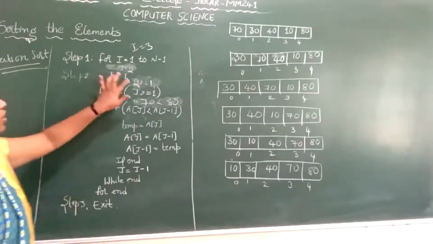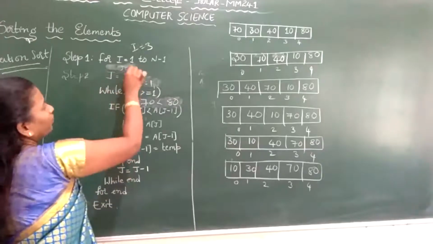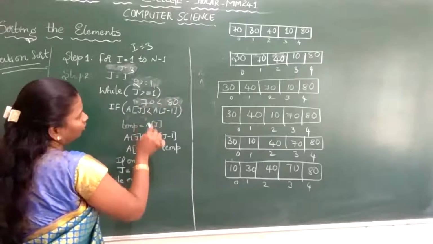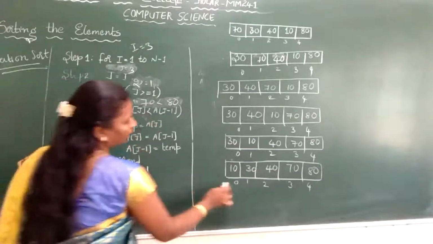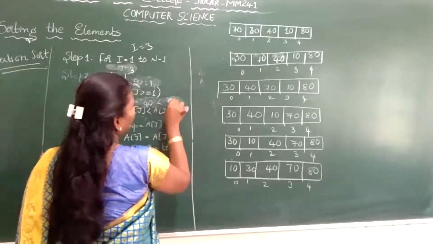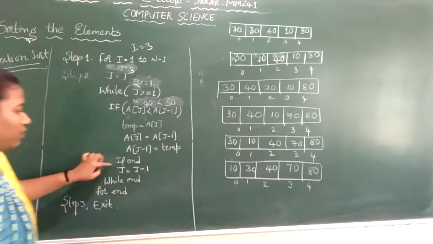What is your j? 2. Okay. 2 is greater than or equal to 1. Yes, 2 is greater than or equal to 1. What is A of 2? A of 2 is 40. What is A of 1? 30. Is 40 less than 30? No, the condition fails again.